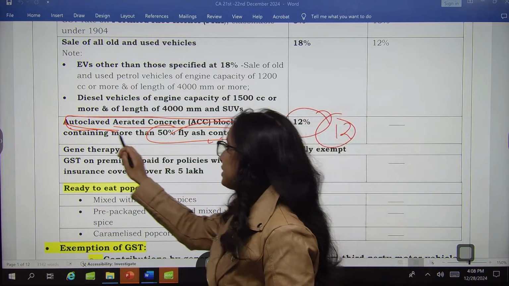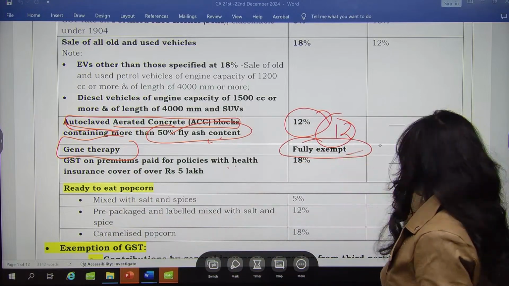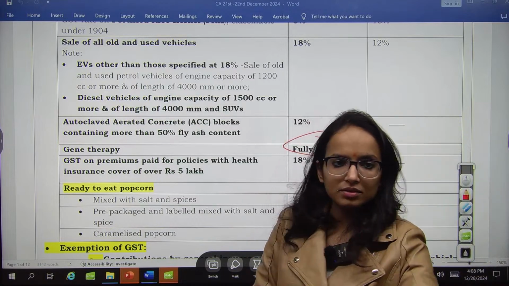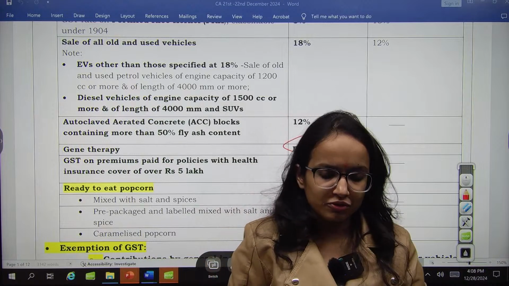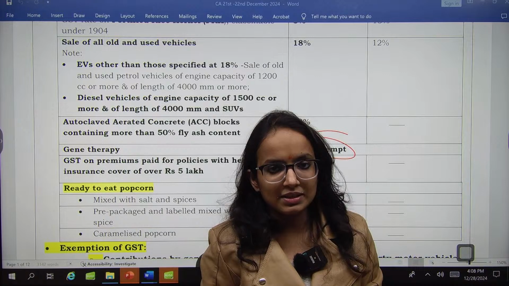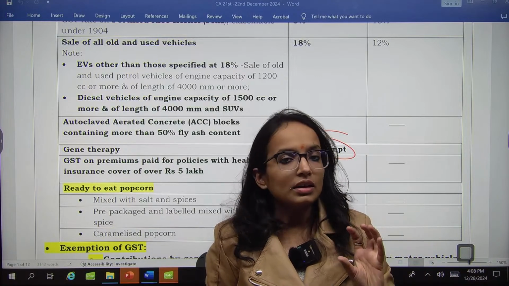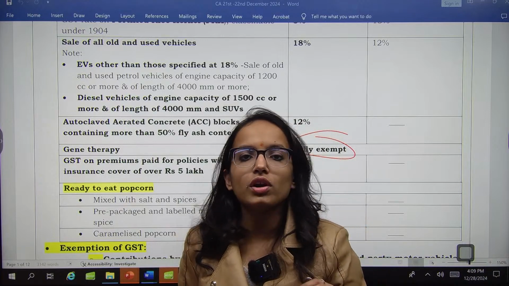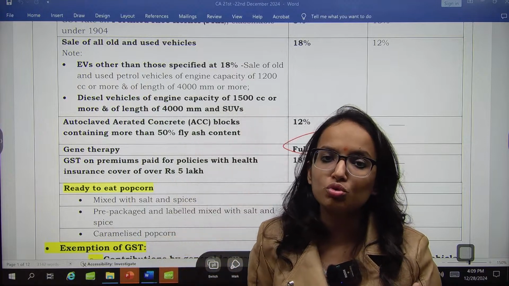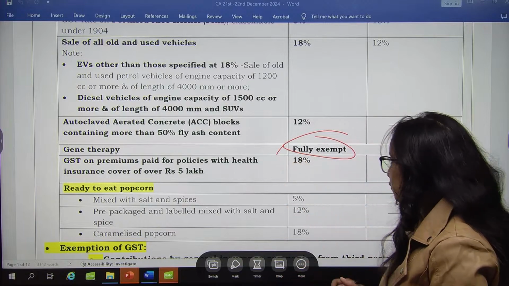Then gene therapy. Next category is gene therapy. Gene therapy is fully exempt. There is no GST on gene therapy. What is gene therapy? Nowadays, gene therapy is becoming very popular because it utilizes changing, altering, introducing new or eliminating the genes which are responsible for a lot of diseases, right? So nowadays people are preferring gene therapy to eliminate diseases from the body. Gene therapy for such treatments is fully exempt.